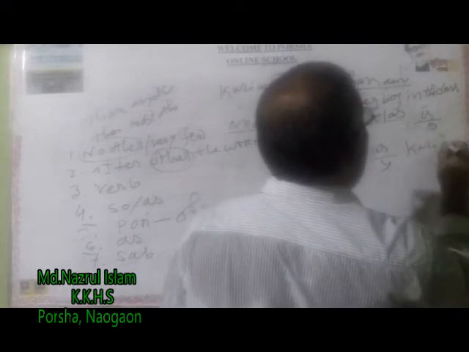And number 7, subject of the sentence. What is the subject of the sentence? Karim. This is number 7. So, what is the answer of Karim is taller than any other boy in the class? The answer is: no other boy in the class is as or so tall as Karim. Have you got the idea, my dear student?